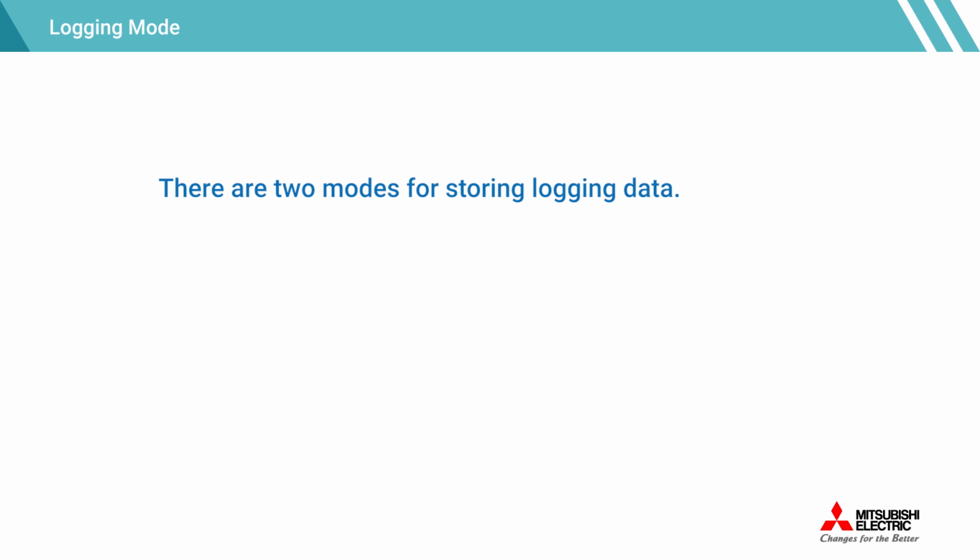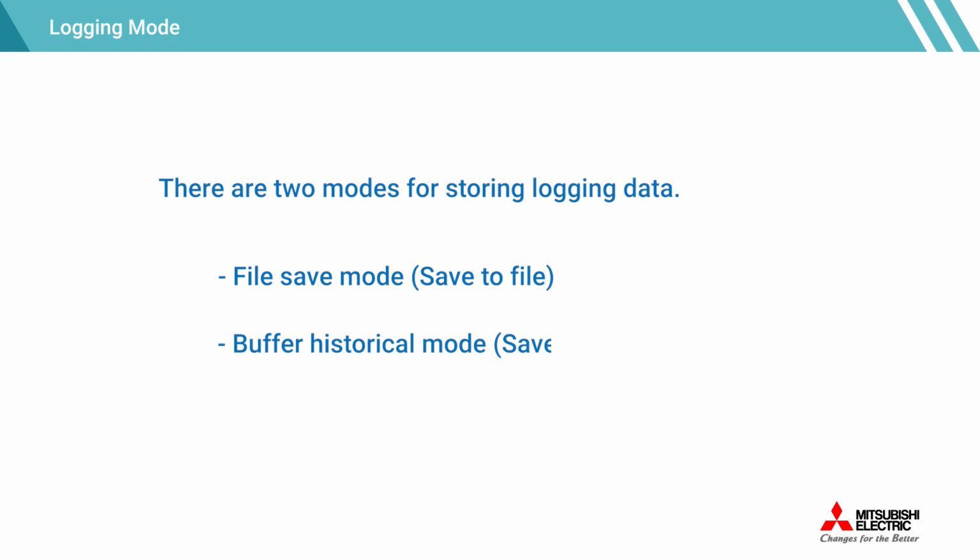There are two modes for storing logging data. One is file save mode, which saves logging data in a file, and the other is buffer historical mode, which saves logging data in the buffering area. In this section, we will walk you through the flow of logging data and the features and uses of each storage mode.